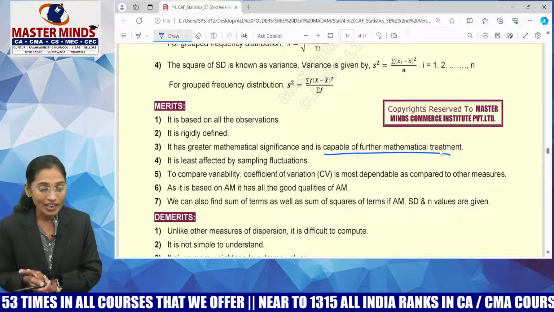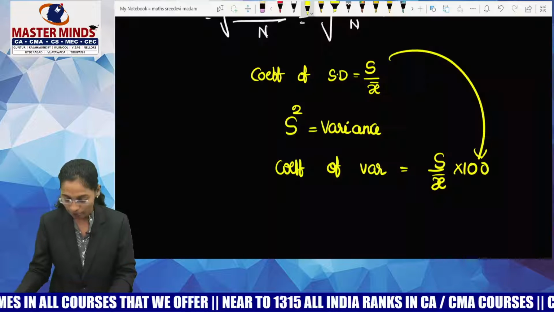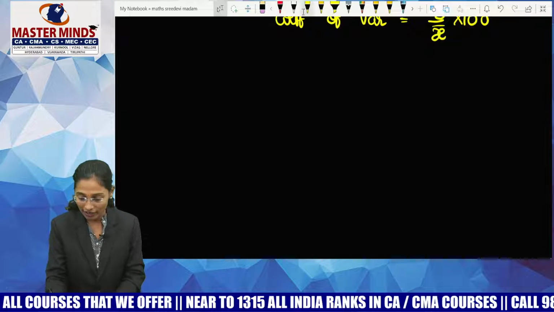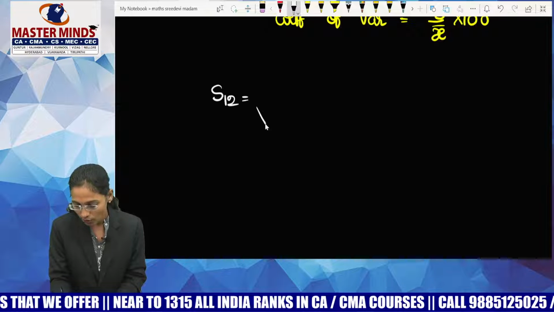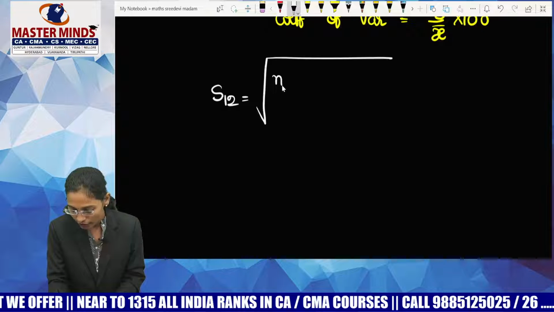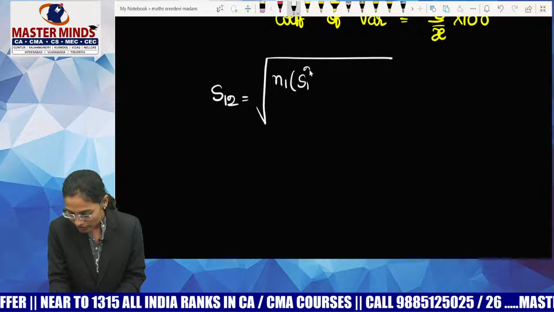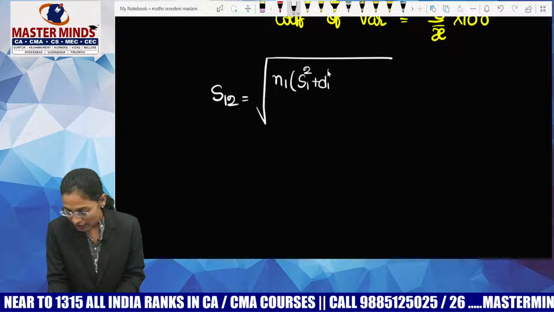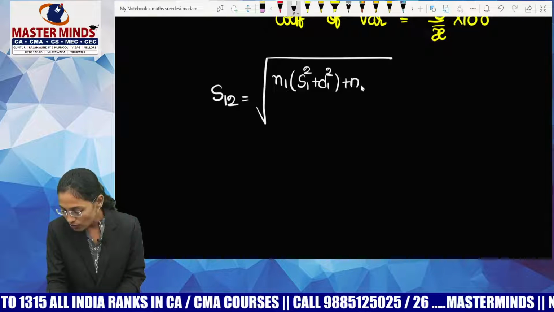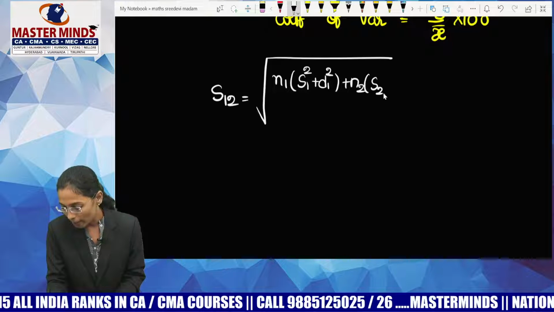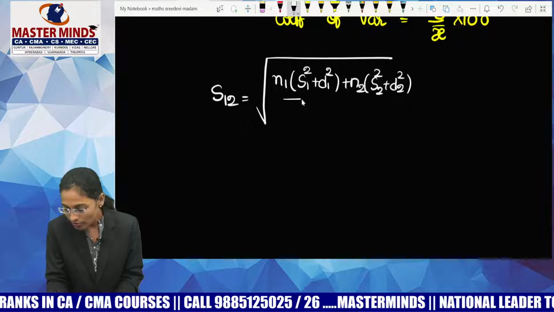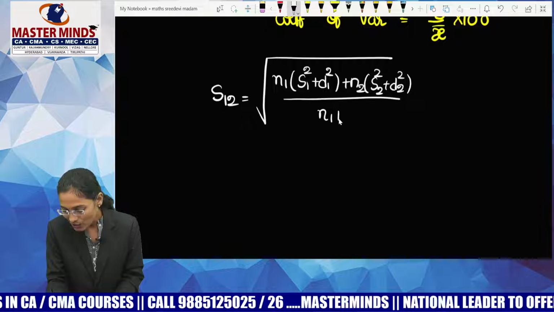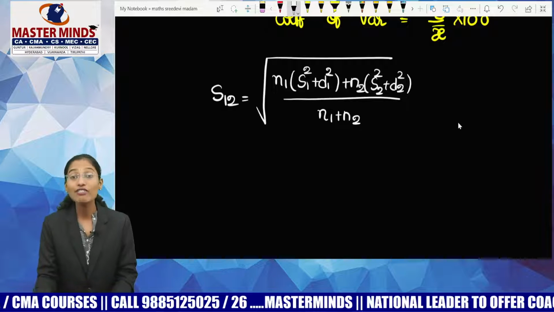There's the formula to calculate the combined standard deviation. Madam, what is the formula to calculate the combined standard deviation? S12 equals square root of n1 into s1 square plus d1 square plus n2 into s2 square plus d2 square, by n1 plus n2. So what is n1? Number of observations in the first set. What is s1? Yes, standard deviation of first set.